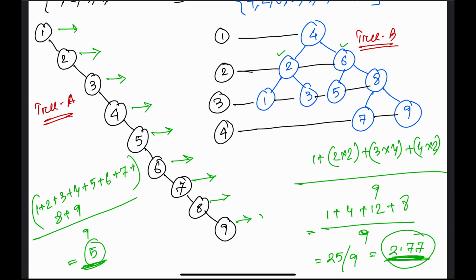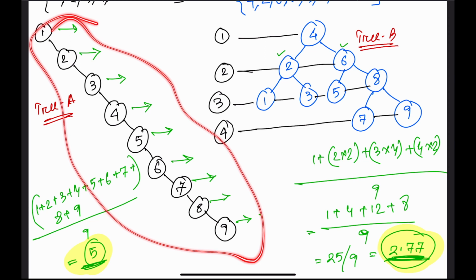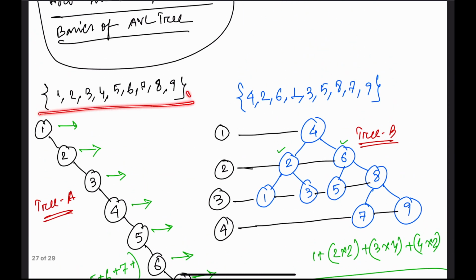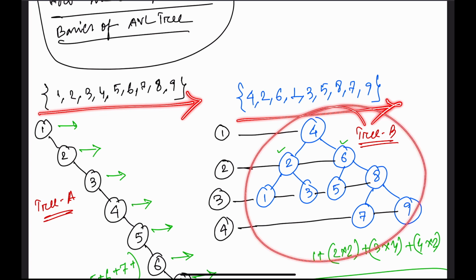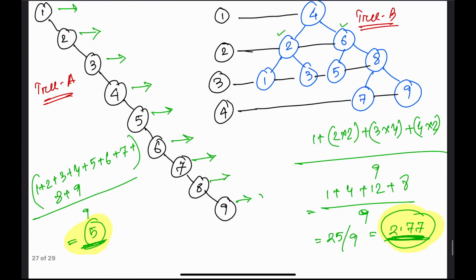So we need to understand that here it is 5 and here it is 2.77. So obviously, in terms of searching, tree B is more efficient than tree A, isn't it? See, it depends on the sequence whether the tree would be efficient or not. And we all know that binary search trees, BSTs, we use for searching purposes, not for insertion or deletion and all. It is famous for searching, after all. Now obviously tree A is less efficient than tree B, that's for sure.